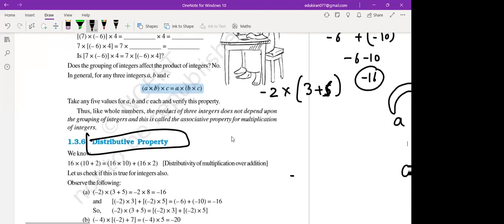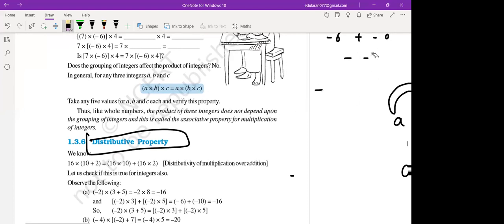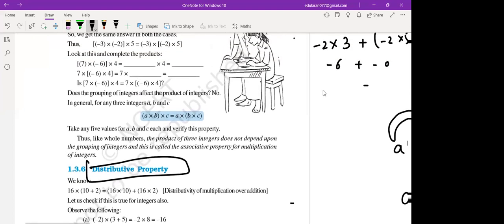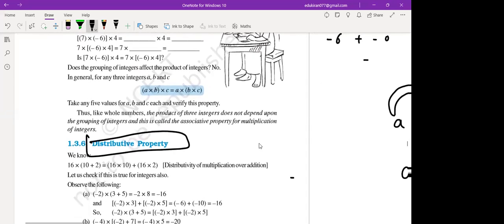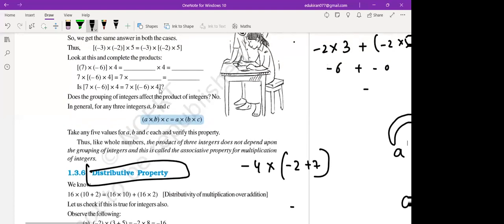Okay. Now I'm going to give you one more question. Be very careful while doing this. Priyanka, you also got the same answer for the previous one, minus 16. Okay, very good. Now I'm going to write the next question here. Minus 4 multiplied by minus 2 plus 7.